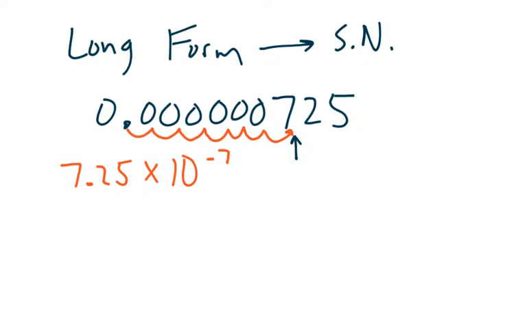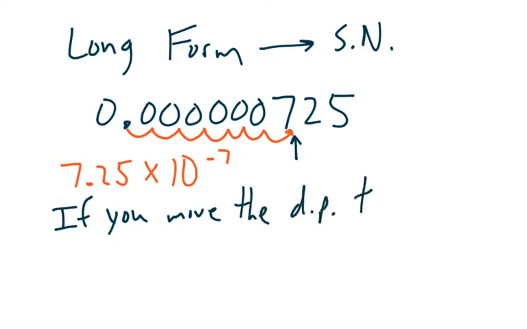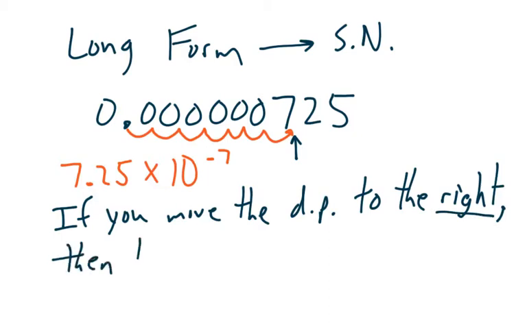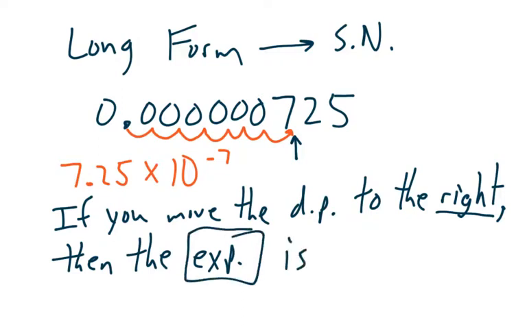The rule in this example is, when you're going from long form to scientific notation, if you move the decimal point, again I'm abbreviating, and this time we moved it, notice, to the right, then notice the exponent, and I'll abbreviate over here, is going to be negative. So the answer to this one is 7.25 times 10 to the negative 7. Okay? Now, let's do the following.